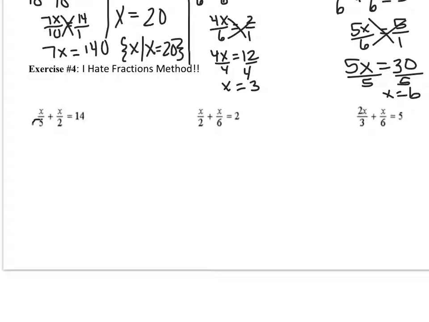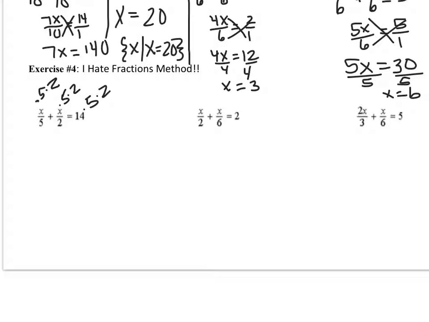Here's how you use the I hate fractions method. You basically take a look at the two denominators you want to get rid of. In this first one, we want to get rid of a 5 and a 2. So you take the denominators you're trying to get rid of and you multiply each term in the equation by that 5 and that 2. Even this guy out here. You got to do every single term in the equation because otherwise you won't keep the equation balanced or equivalent to the original equation.